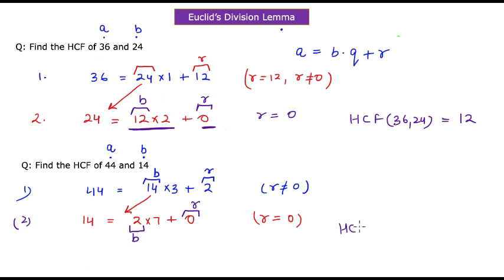So as simple as that. The moment you find a step in which the remainder is 0, you will say that the HCF of your original numbers 44 and 14 will be the divisor at the step in which the remainder is 0. So that will be 2, right? Once again, very simple, correct? Let's take a look at one more example.